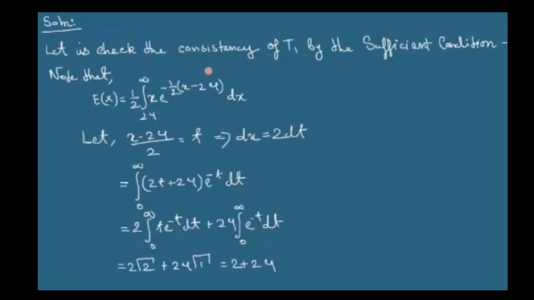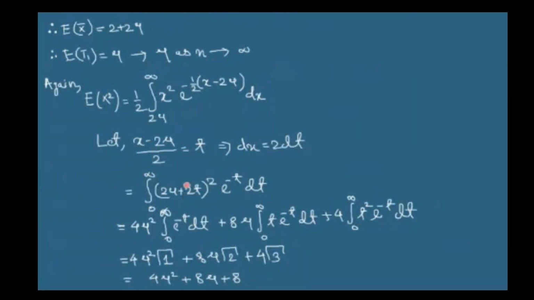So let us first check the consistency of T1 by our sufficient condition. Note that the expectation of X is the integral from 2μ to infinity of x times this density. Substituting (x - 2μ)/2 = t, we get dx = 2 dt. Plugging in the value, we get 2 times Gamma(2) plus 2μ times Gamma(1), which is equal to 2 + 2μ. Now, since the expectation of X turns out to be 2 + 2μ, the expectation of X̄, which is the sample mean, also turns out to be 2 + 2μ.